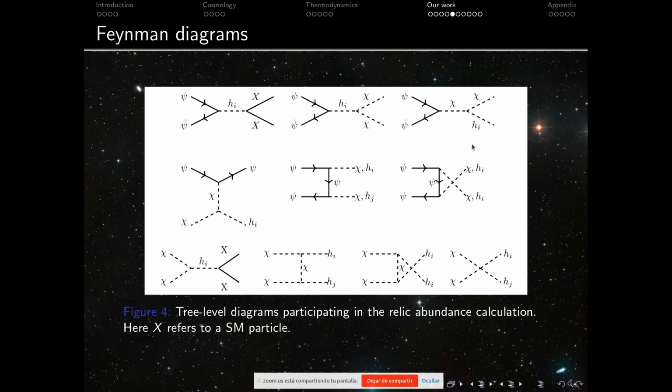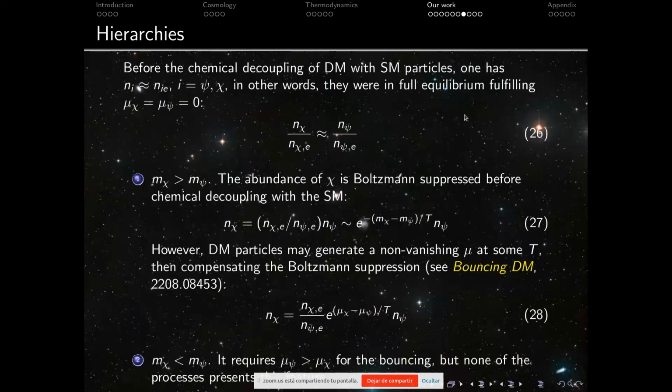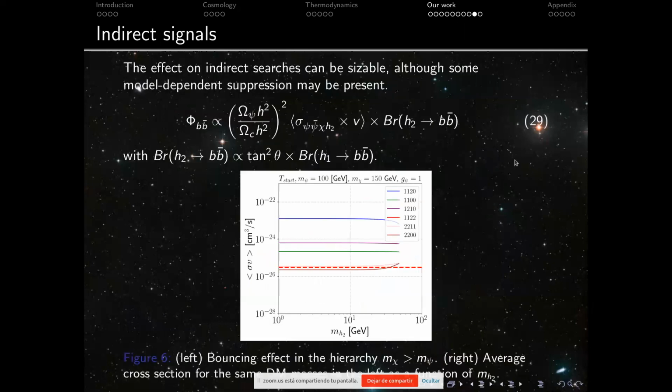This cross section, in this context of bouncing dark matter, can get very high values, much above the typical thermal value of your cross section times the relative velocity. Here we have taken some typical values to have this bump, this bouncing of the pseudo scalar, and you can see in blue the values that we obtain with micrOMEGAs for the cross section of this process.